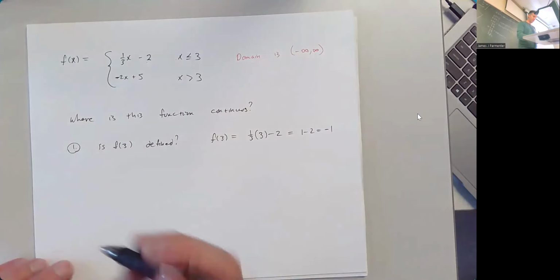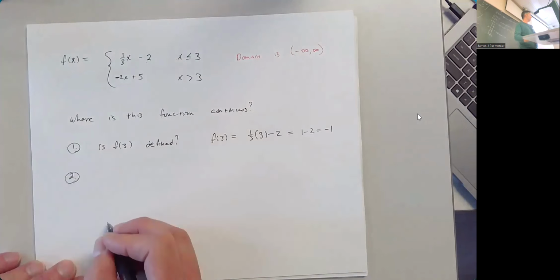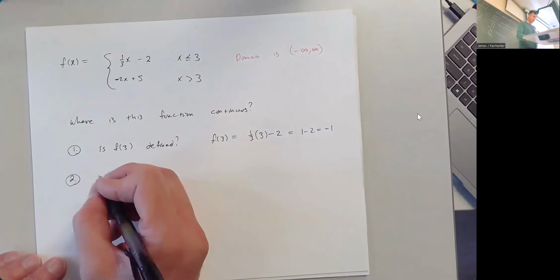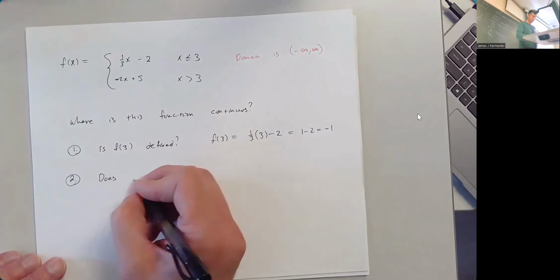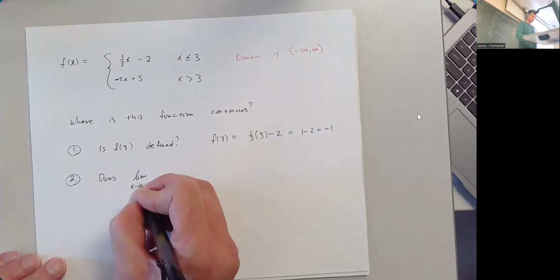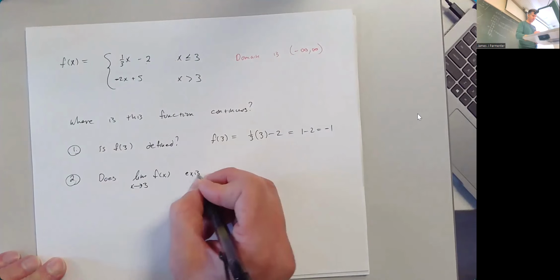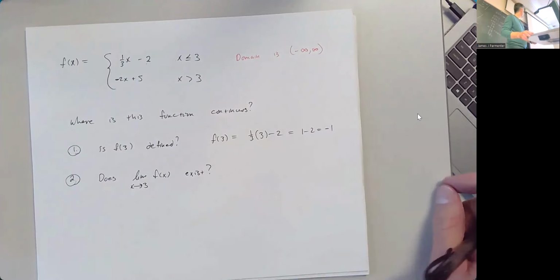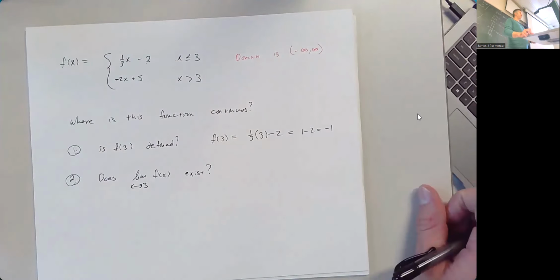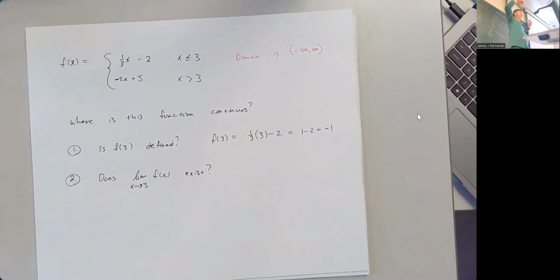What about the second thing here: does the limit as x approaches 3 of f of x exist? This is a function that's defined to be two different things on either side of 3. So we're going to have to look at each of the one-sided limits.